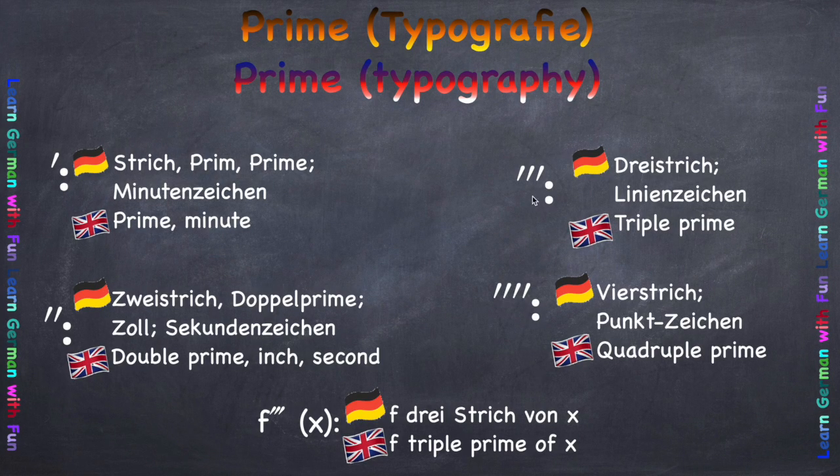The next sign is Dreistrich or Linienzeichen in German, triple prime in English. This one, Vierstrich, Punktzeichen or quadruple prime in English. Also, this term can be read in German F Strich von x and in English F triple prime of x.